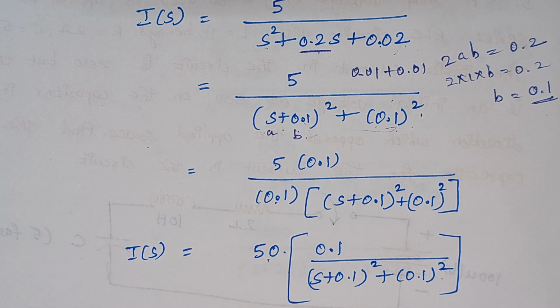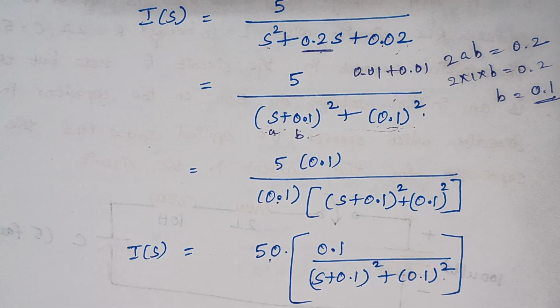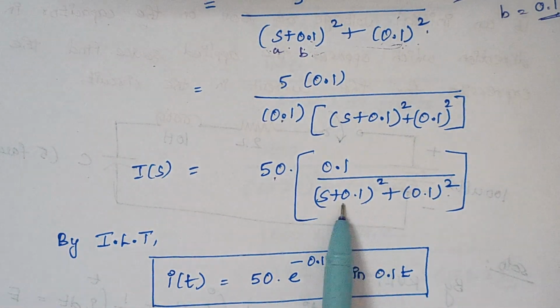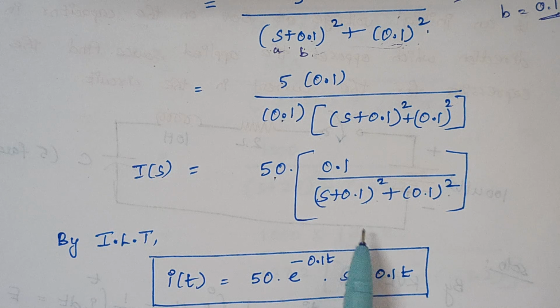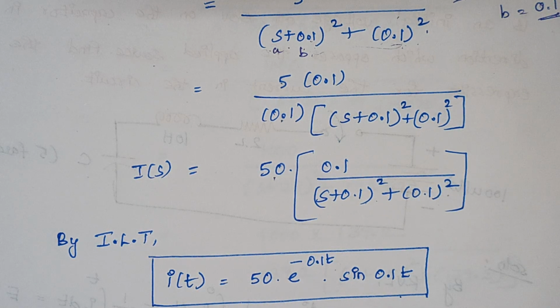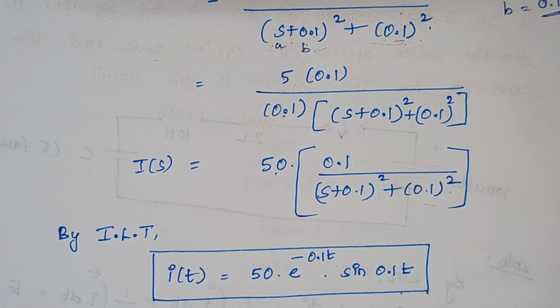Now it is very easy for us to apply inverse Laplace transformation. So when you apply inverse Laplace transformation, the expression will be, that is 50 into here s plus a, right? Therefore e to the power minus at. So e to the power minus 0.1 t into sine of 0.1 t. Right. So this is the final answer for this problem.